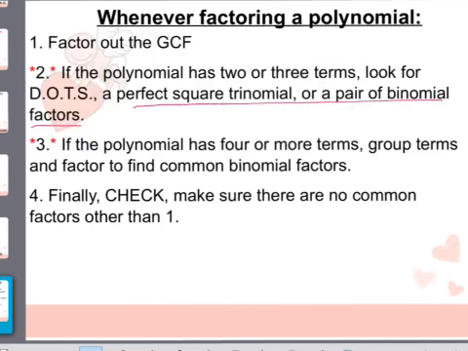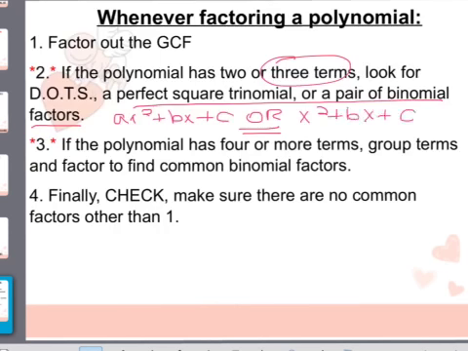If it has 3 terms, we're going to check if it's ax squared plus bx plus c, or if it's just x squared plus bx plus c. If the coefficient is 1, you're just going to set up the 2 binomials. If the coefficient is greater than 1, that's when you either have to slide, divide, and then bottoms up, or use the eyeglass method. Next, if the polynomial has 4 or more terms, you're going to factor by grouping.